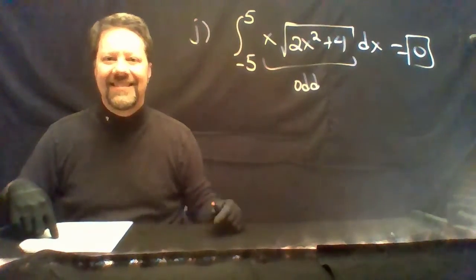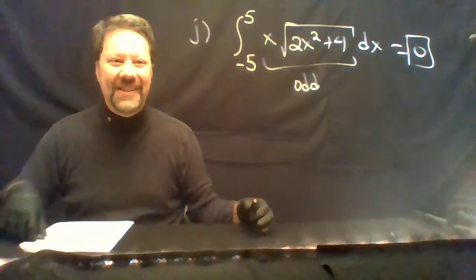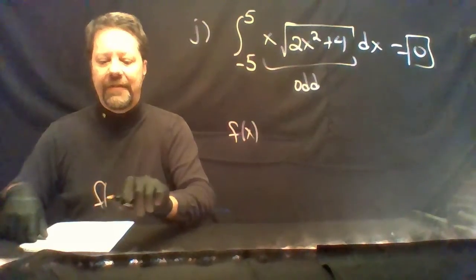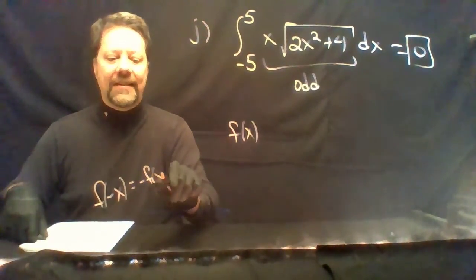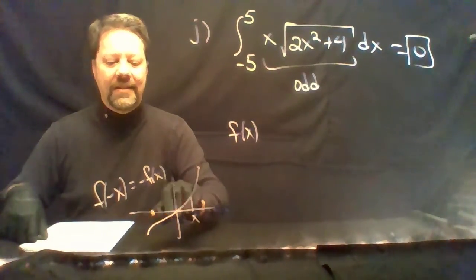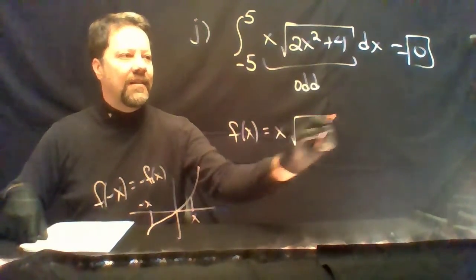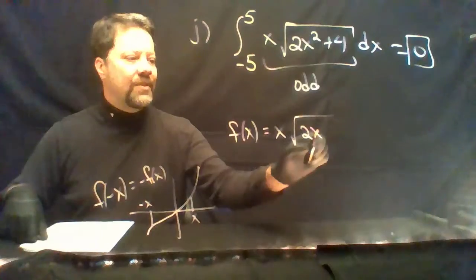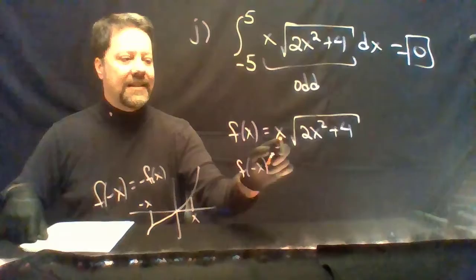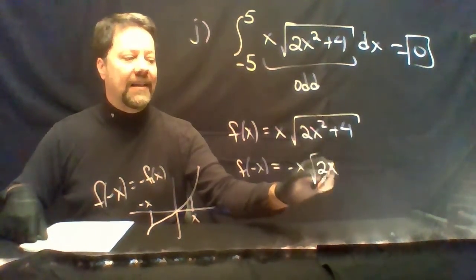What makes it odd? Perhaps it does inappropriate things in social settings? No. A function's odd if f of negative x equals negative f of x, and all such functions have this kind of symmetry. Whatever happens at x, the opposite happens at negative x. In this case, the function is x times the square root of 2x squared plus 4, so that f of negative x gets a negative propagated here, but the negative on the square goes away.